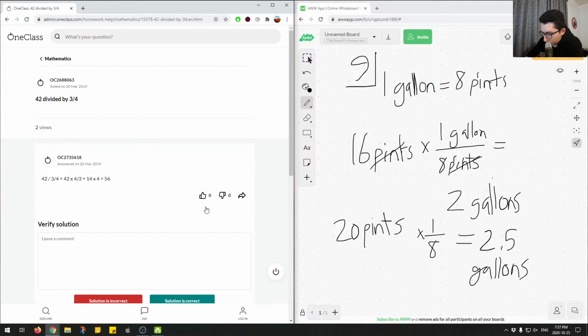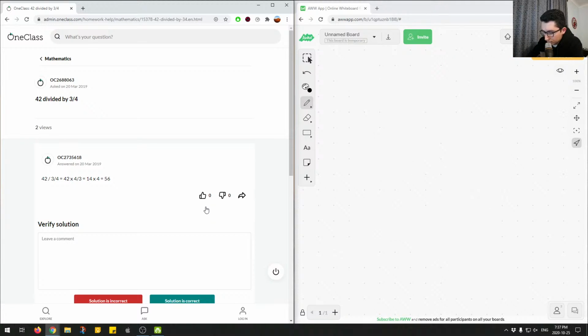Alright, let's go to the next question. Okay, so this is question number 10. This is just an algebra problem. So 42 divided by 3 quarters. Sorry, 42 divided by 3 quarters. So looking at the junior tutor's answer, they have 42 divided by 3 quarters. They flip the fraction, multiply, and then they end up with 56.